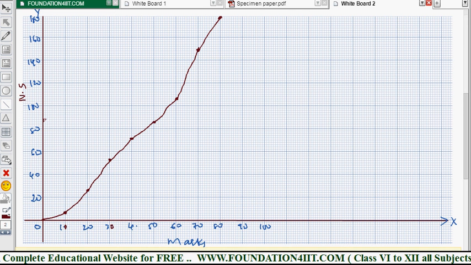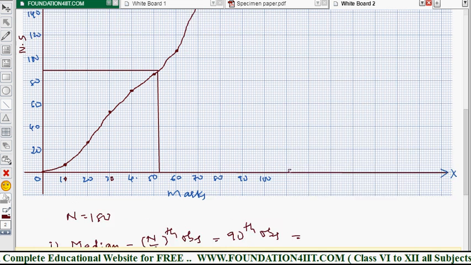So between 80 and 100 is 90. If you mark the line straight, see where it's joining. From here you can draw a straight line. So it's coming at 52, 53. So 52, right? Yes.